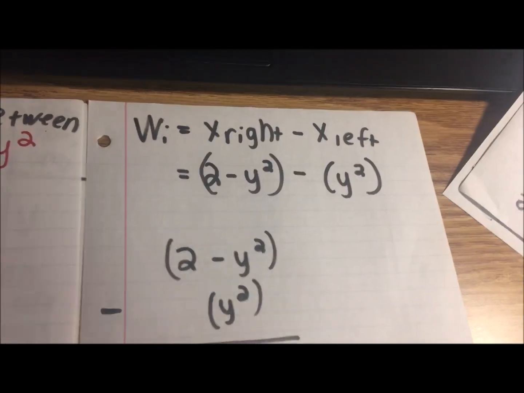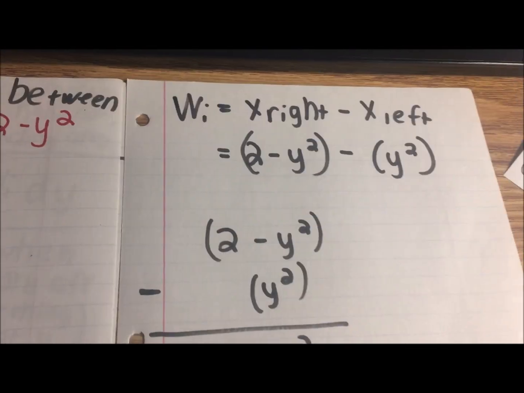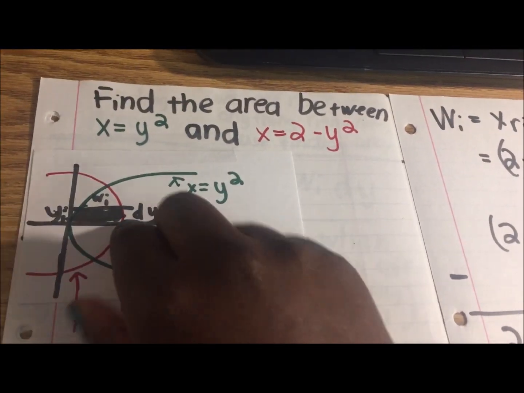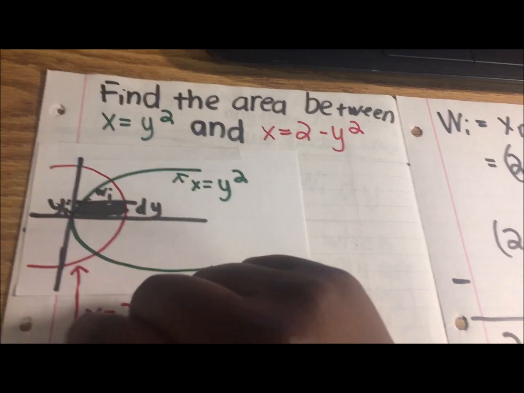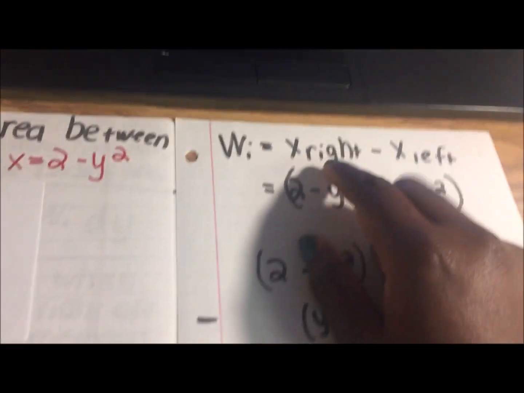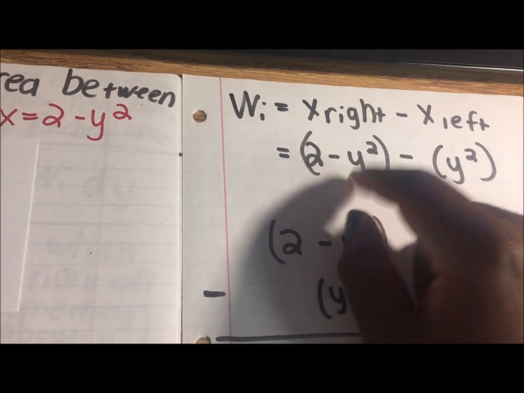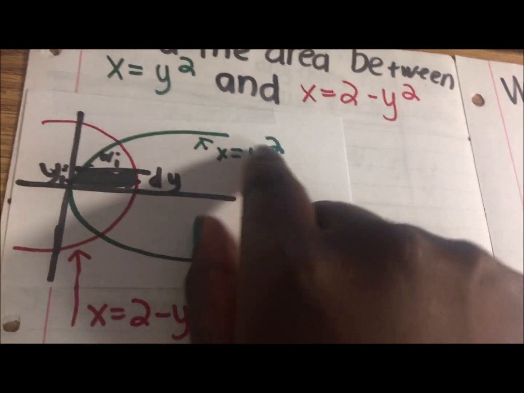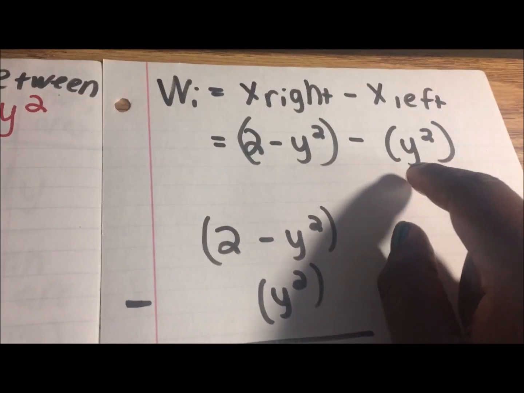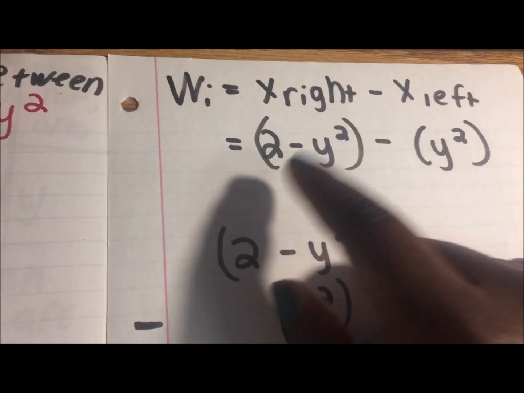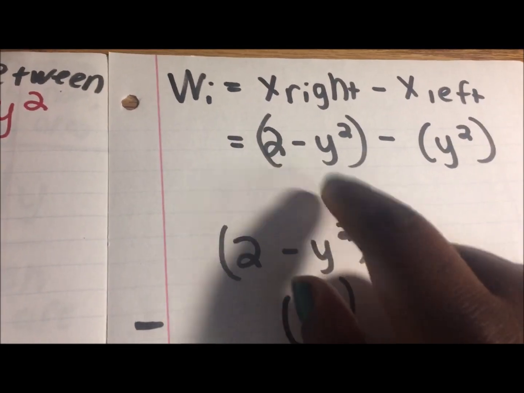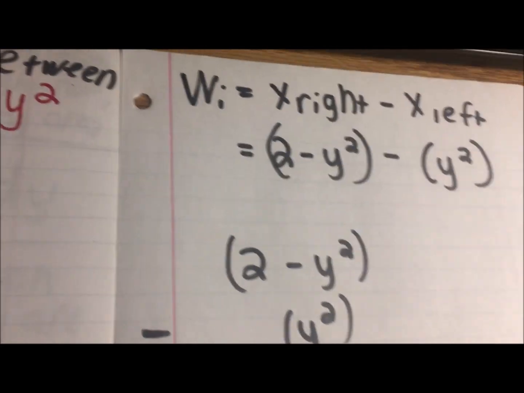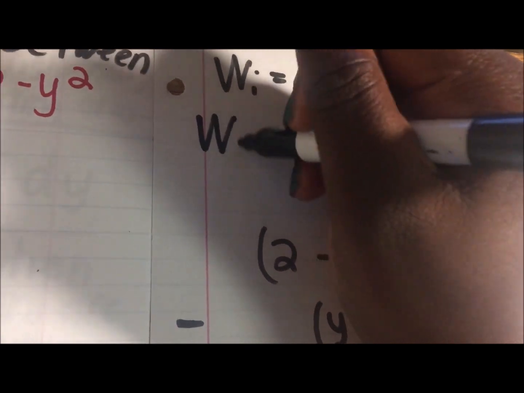Okay, so yeah, wi is x right minus x left. So like we said, x right, the equation that touches the strip on its right side, is 2 minus y squared. X left is the equation that touches the strip on the left side, which is y squared. So I put y squared here. So I did x right minus x left. That's 2 minus y squared minus y squared. This is what wi equals.